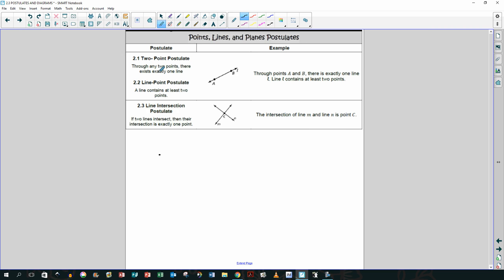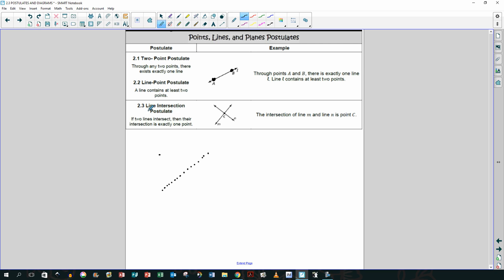The 2-point postulate says through any 2 points there is exactly one line. So there are points A and B. Since there are 2 points, I can draw a line. Through points A and B there is exactly one line. You cannot draw another line through A and B. I can add another point and I can add another line, but there's just one line through 2 points. And then of course a line contains at least 2 points. So basically a line is just a bunch of points, but it has to have at least 2.